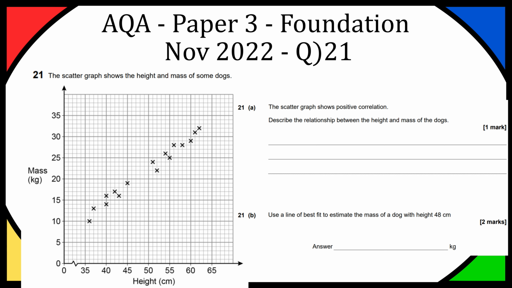So positive correlation means when one goes up, the other goes up also, as opposed to negative correlation where one goes up, the other goes down, and vice versa. So with positive correlation, as one goes up, so does the other. So in this case, as the mass or the height of the dog goes up, the other one increases also, which makes sense because if you have a bigger dog, it's probably going to be taller. And if you have a taller dog, it's probably going to have more mass also.